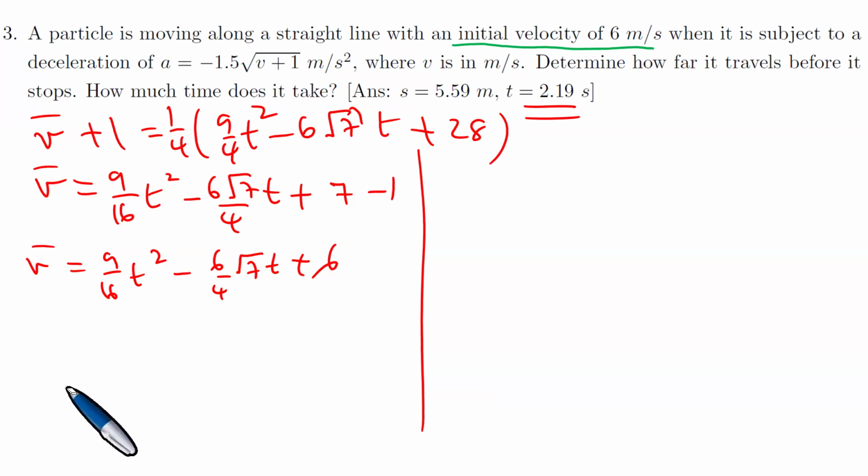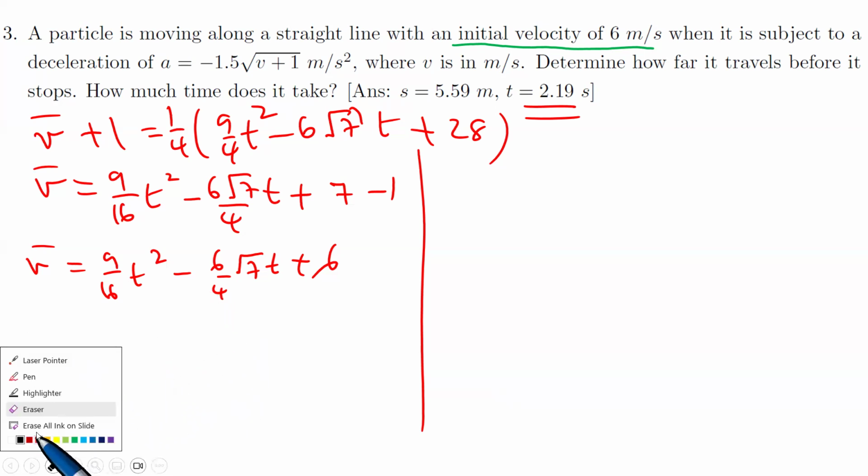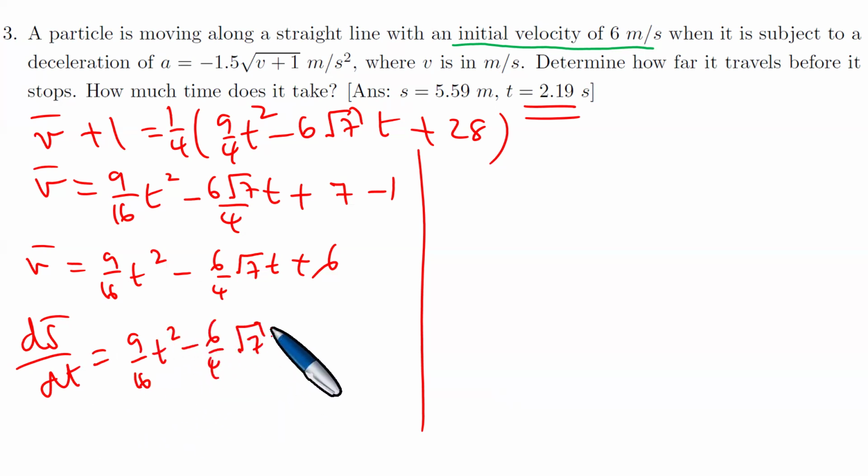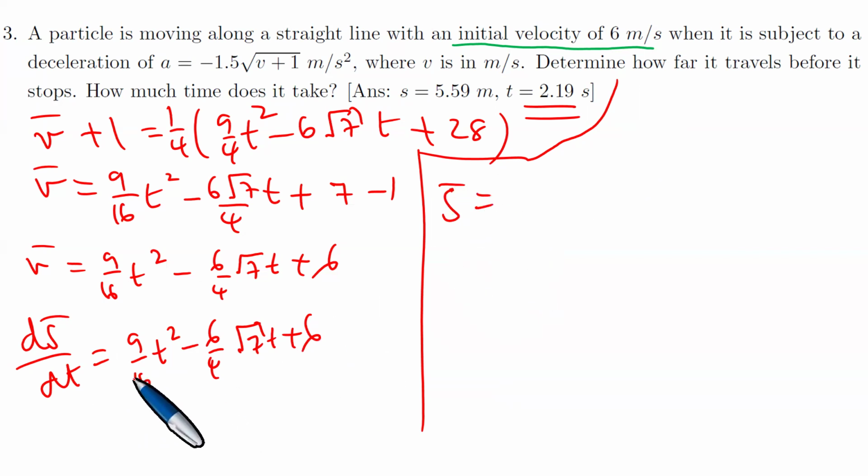This is velocity. But I want to get the displacements. Let's see where the error was here. So let's get the displacement. So we know that the velocity is ds dt: 9 over 16 t squared minus 6 over 4 the square root of 7 t plus 6. Which means that s is, you find the integral of this right now. Okay, let's do this. Yeah, I think the error was there. We just checked it.